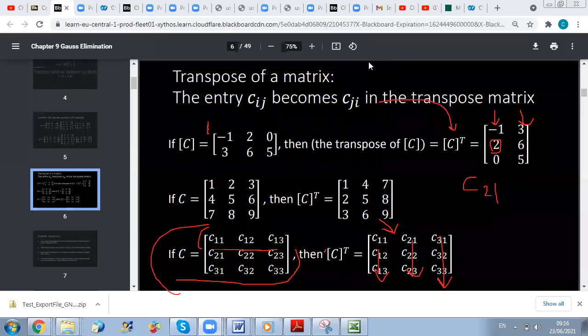I am introducing these issues because we will use them in this chapter. You should just know the definition, and we will see how we benefit from them in the calculations afterwards.